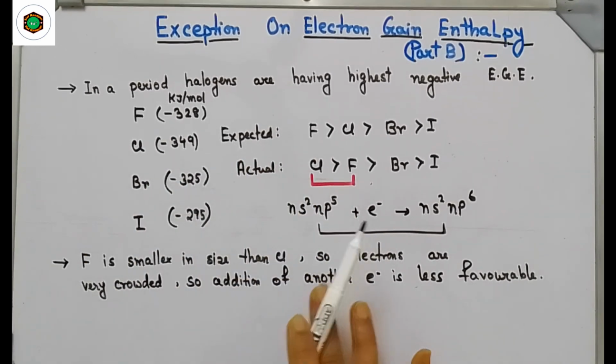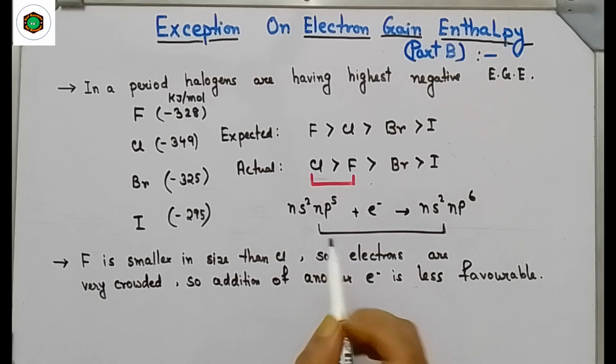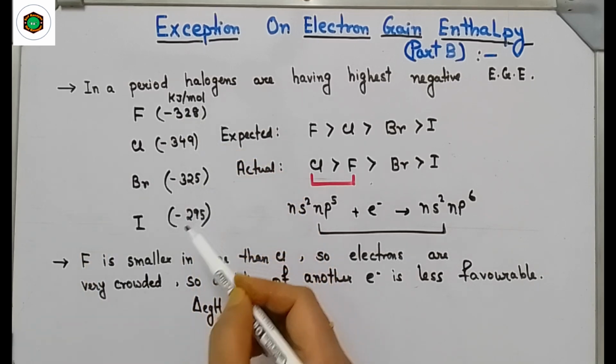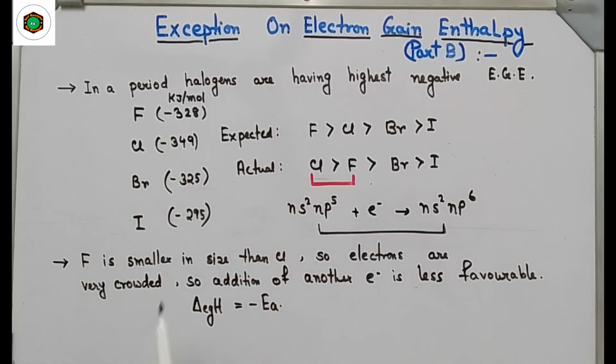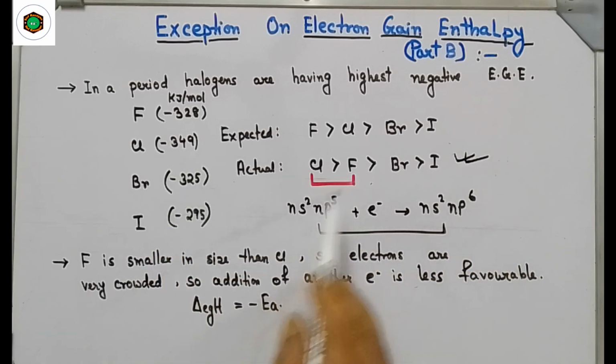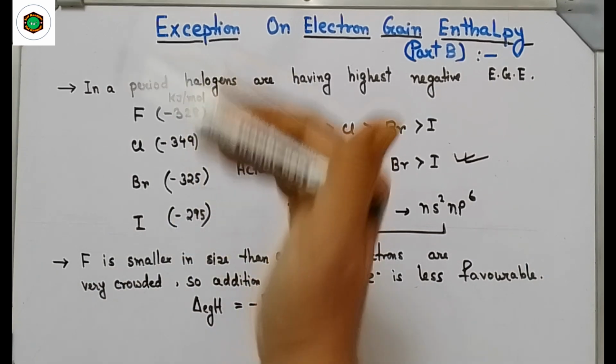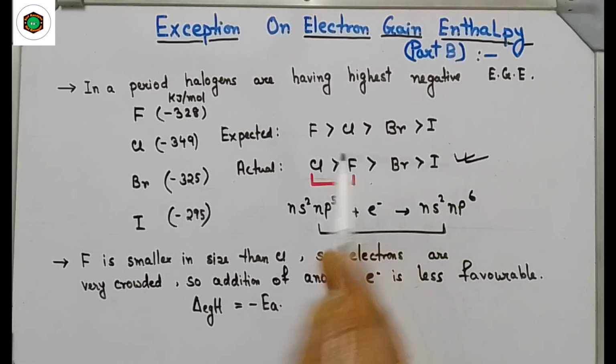Then what about the electron affinity order? We know electron gain enthalpy is equal to minus electron affinity. Therefore, for electron affinity, the values will be positive. So the decreasing order will be the same only, but here there are no negative values. Here it will become positive. Only the decreasing order will be here.